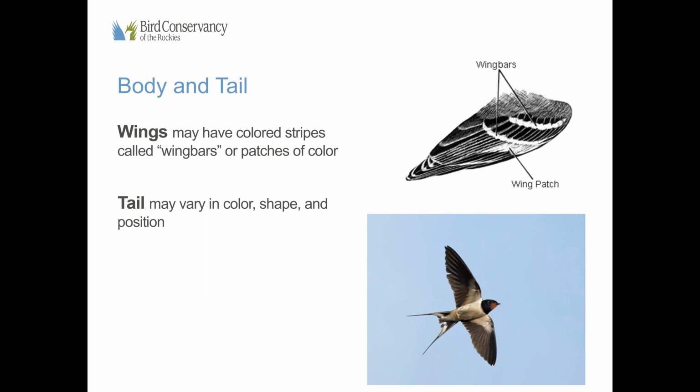Birds' tails also come in a variety of shapes and colors. So you want to look at their tail. Is it a long tail or is it short? Is that tail rounded? It might be forked, like that picture of the barn swallow there. It might have a forked tail.